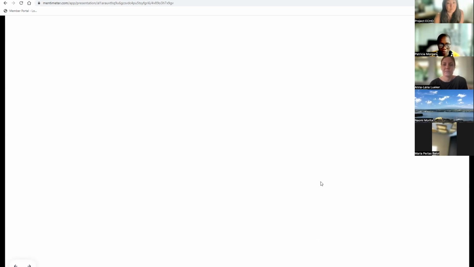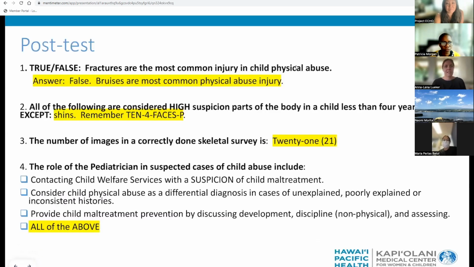And we are at time, so I want to go through the answers very quickly. Okay. So number one, fractures are the most common injury in child physical abuse. That's false. Bruises are the most common physical injury. All of the following are considered high suspicion parts of the body, except shins. Remember, 10-4 faces P. Number of images in a correctly done skeletal survey. Oops, I don't think I actually gave you that answer, but it's 21. I didn't expect you to count that really fast, but it's 21. So apologies for that. The role of the pediatrician in suspected cases of child abuse are all of the above.